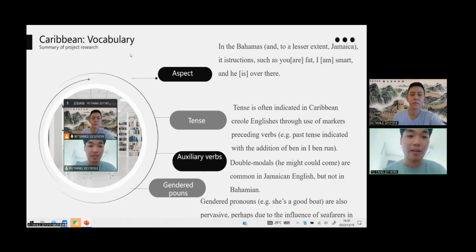And about grammar and vocabulary. Its aspect, in the Bahamas, has constructions such as you are, I am, and he is over there. And its tense is often indicated in Caribbean Creole English through the use of markers. About the auxiliary words, they use double modals, like he might could come. This is very common. And gender pronouns are also pervasive, perhaps due to the influence of Creole.